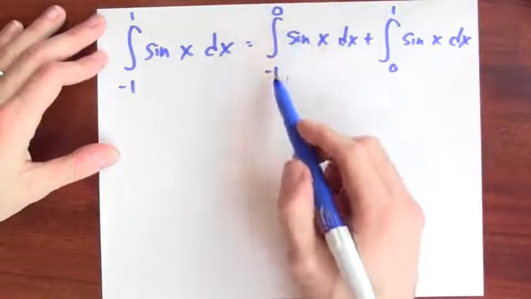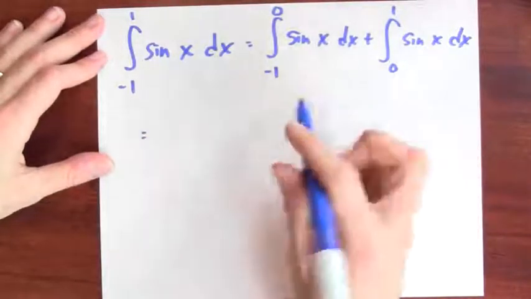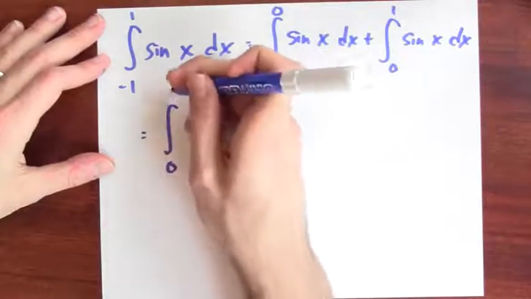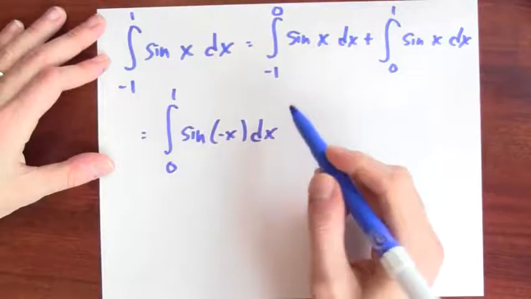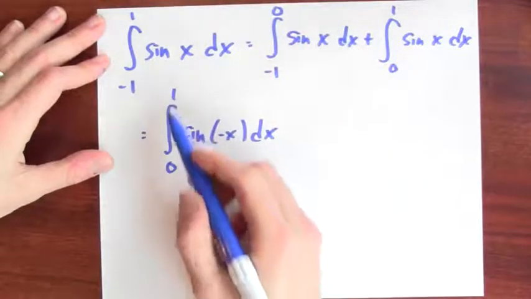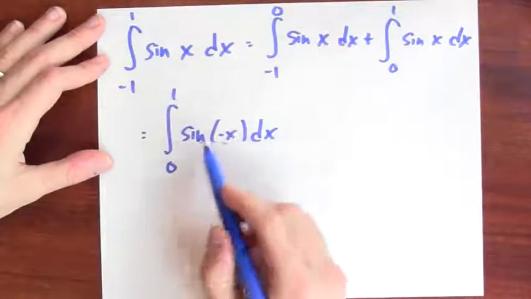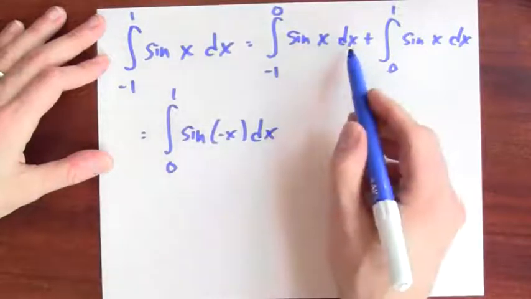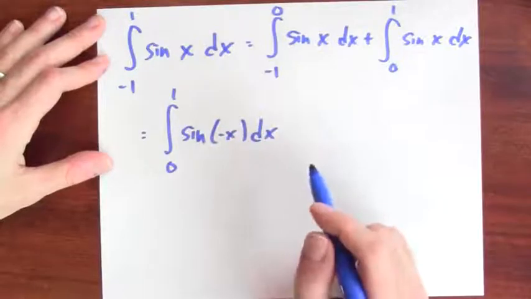Now, how do I integrate from -1 to 0 of sine x dx? Well, if we think a little bit about what this really means, that would be the same as integrating from 0 to 1 of sine of minus x. If I want to add up numbers from -1 to 0, it'd be good enough if I picked a partition from 0 to 1 and then evaluated sine at negative those values. And you have to worry a little bit about how this dx changes, but we're going to be looking at that in the future as well.